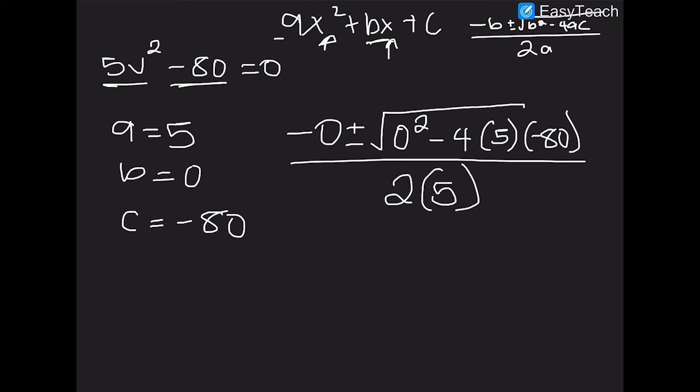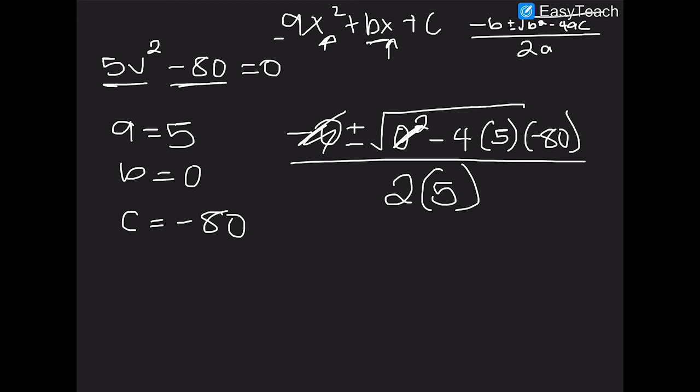So now we have written our equation this way. Now we're going to simplify. Negative 0, this is nothing, this really doesn't mean a lot, so I'm just going to get rid of that. So we have 0, that doesn't mean a lot either. I'm going to get rid of that. Then we have negative 4, 5, negative 80.